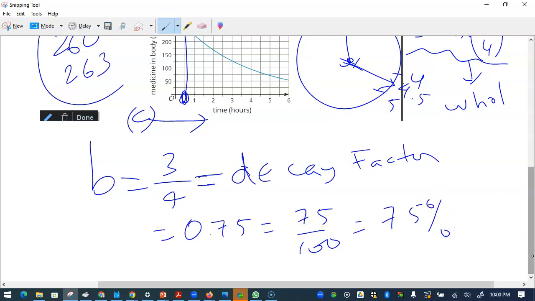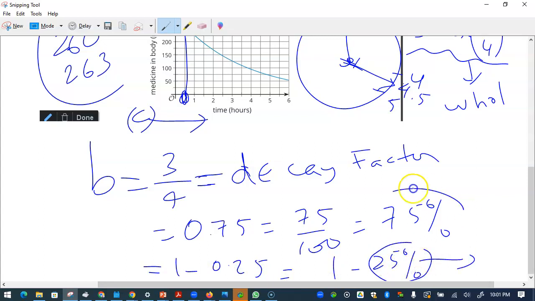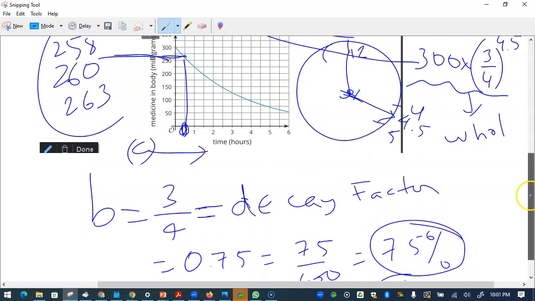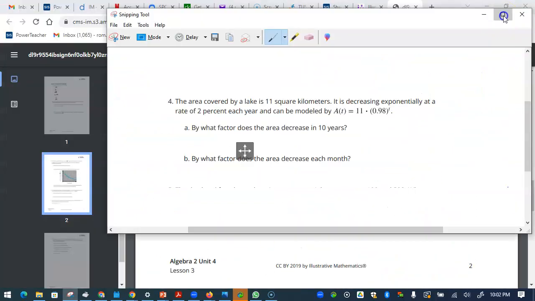But we can also write it as 1 minus 0.25. That means it is 1 minus 25%. That means 25% loses and 75% stays. So this is one important concept to be understood. Let me go to the next question.